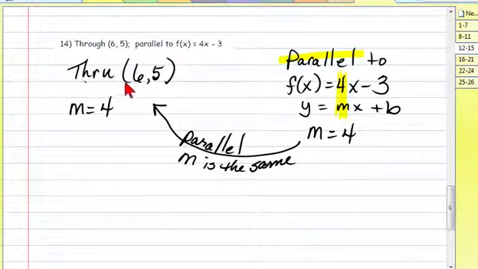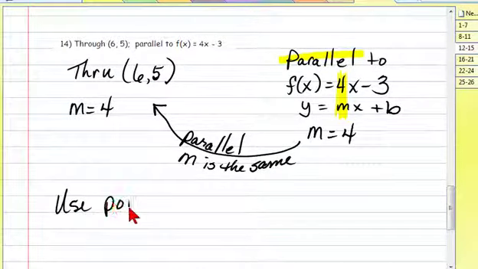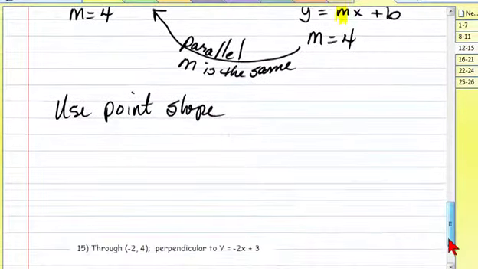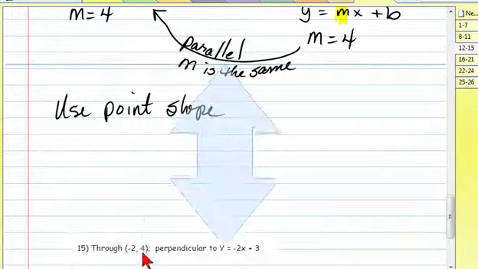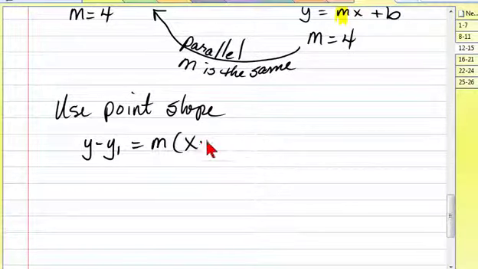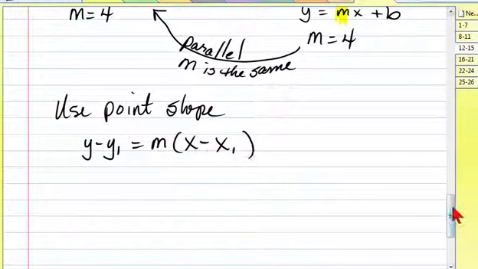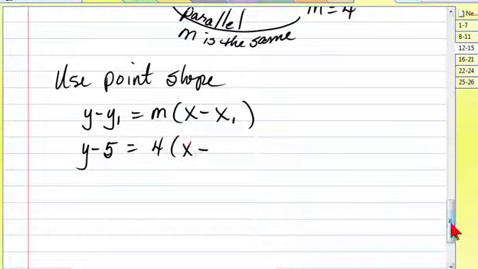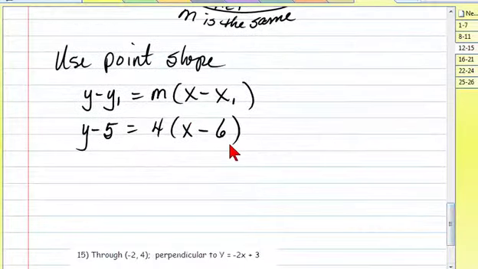So now I have that my line goes through (6, 5), and I have the slope. I'm going to use point-slope. All right, I have y minus y1 is equal to m times x minus x1. I have to remind myself. It is y minus 5 is equal to 4 times x minus 6. Is everybody okay with that? I don't have any negatives to worry about, or double negatives.